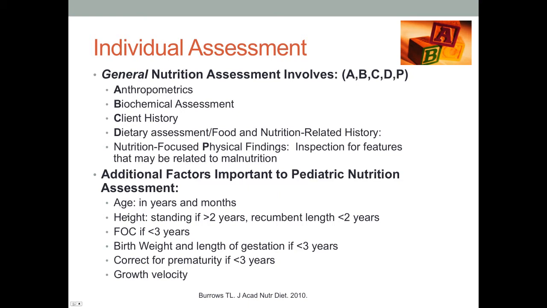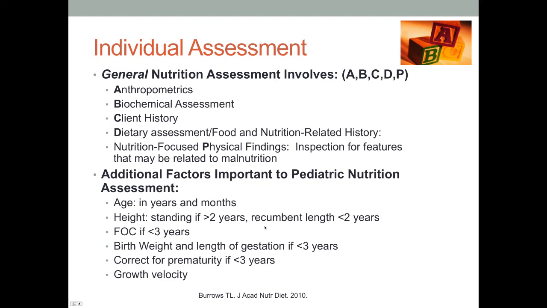Two, we don't uniformly use height. We use height if they are able to stand and they're more than 2 years of age. And we use length, recumbent length, if they're less than 2 years. We track their fronto-occipital circumference, or their head circumference, if they're less than 3 years of age. And then we also look at their birth weight and length of gestation if they were less than 3.